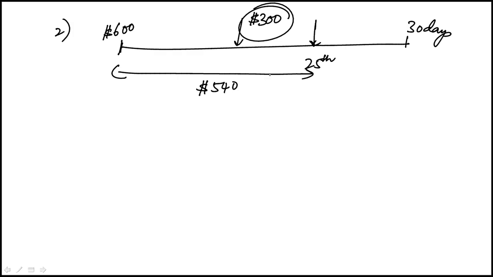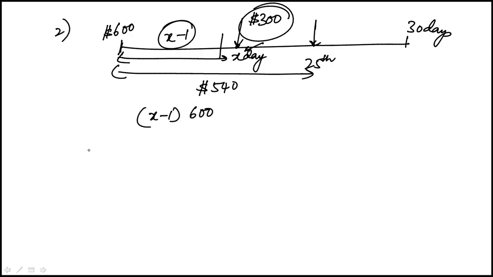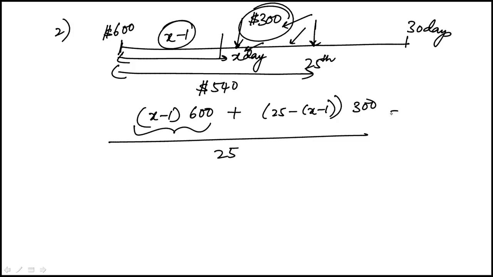But if we, let's say, wanted to actually find that day, we can say, well, let's say the payment was made on the X day, which means that for the first X minus 1 days, because I have to exclude the day itself when the payment was made, the balance was $600 for each of these days. So that would be the sum, and I need to find the average for the entire 25-day period. And then for the remaining days, 25 minus (X minus 1), the balance is $300 because that payment was credited. And then divide this by 25, and this is equal to 540.